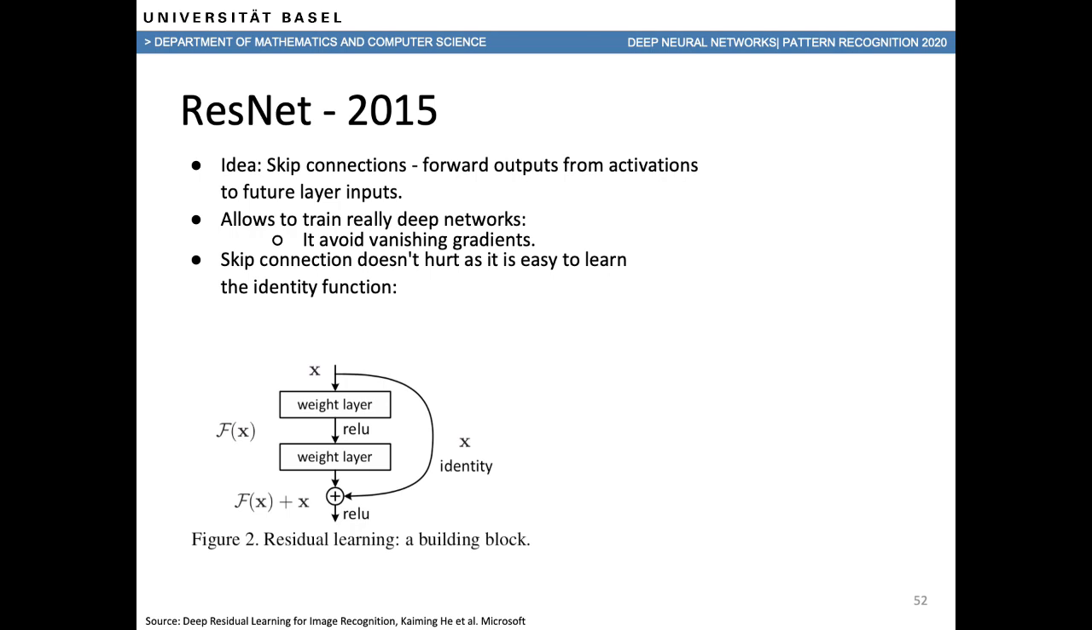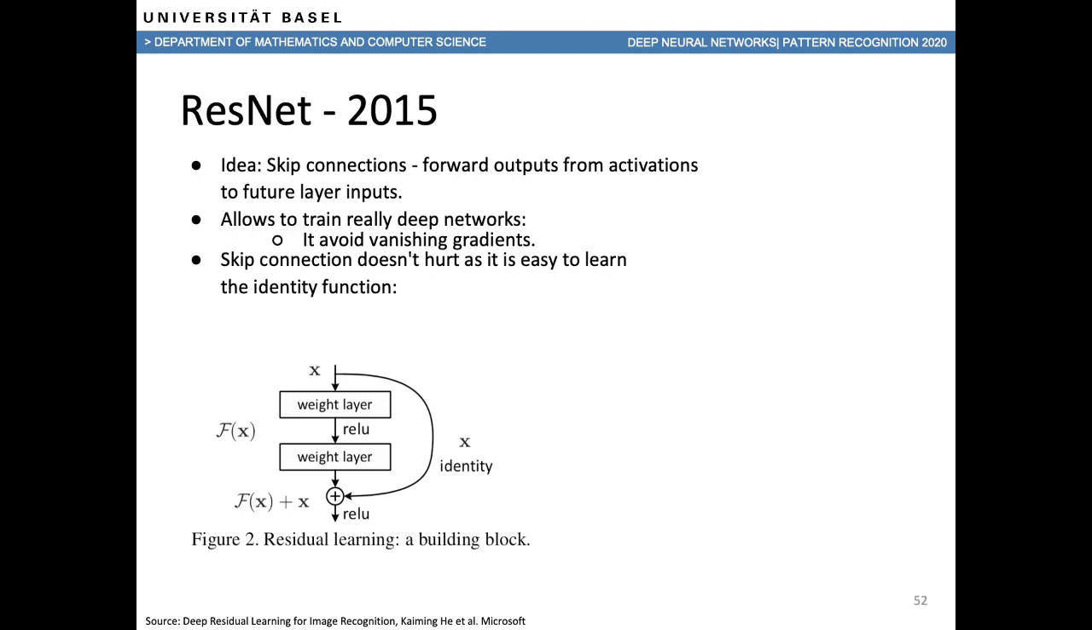Yet another convolutional neural network architecture was introduced in 2015 in the paper Deep Residual Learning for Image Recognition, and the architecture here is what is often referred to as ResNet. The idea here is to use skip connections to forward the output from activations to future layer inputs. This allows us to train really deep networks as it avoids vanishing gradients. The reason it avoids the vanishing gradient is that the gradient can travel back through this skip connection. And also, the skip connection doesn't hurt, as it is easy to learn the identity function.